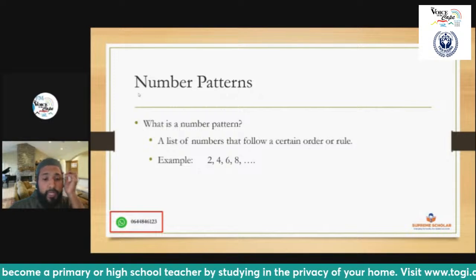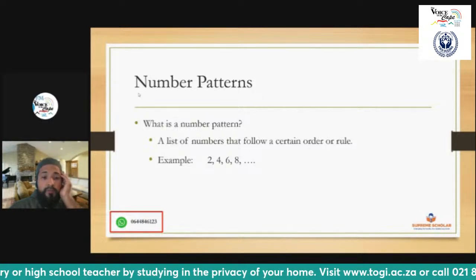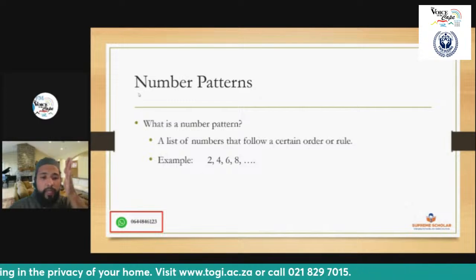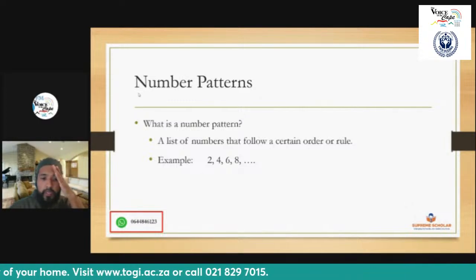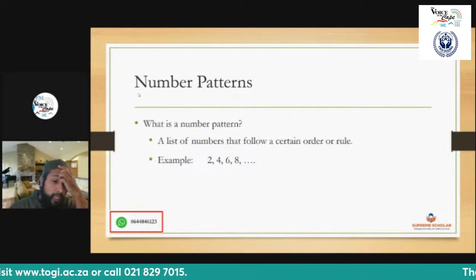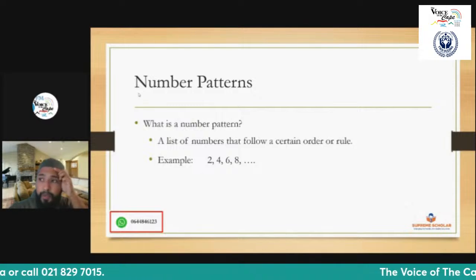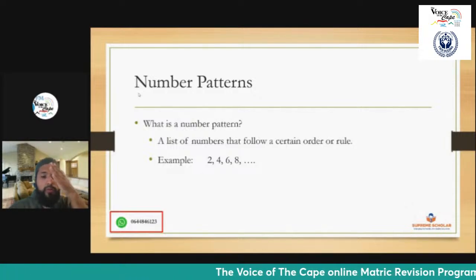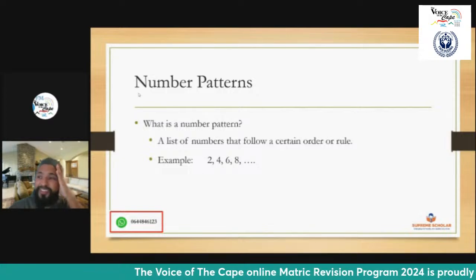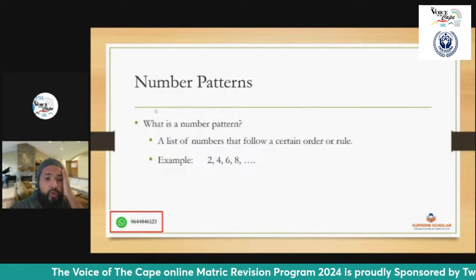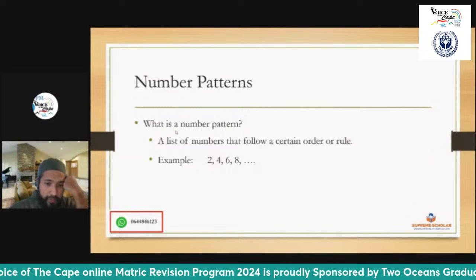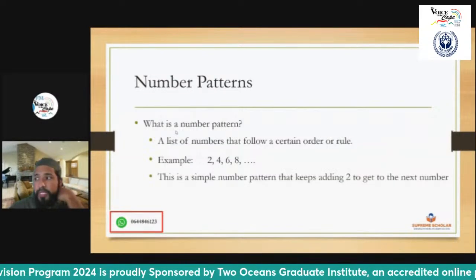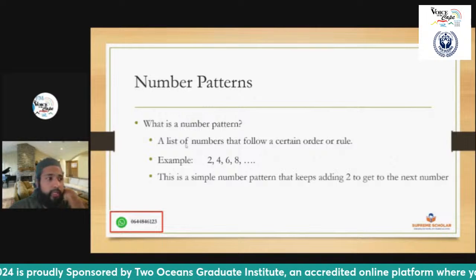Another word for that is a sequence. It's a number pattern. It's following a specific rule. What's the rule? Just add 2 every single time to get to the next number, right? And so you could calculate what's the 100th number in this specific pattern, right? You can count 2, 2, 2, 2, 2 until we get to 100. That's one way. Or there's a shorter way by using an equation, which we're going to unpack in this, right? So this is a simple number pattern that keeps adding 2 to get to the next number. That's it, right?